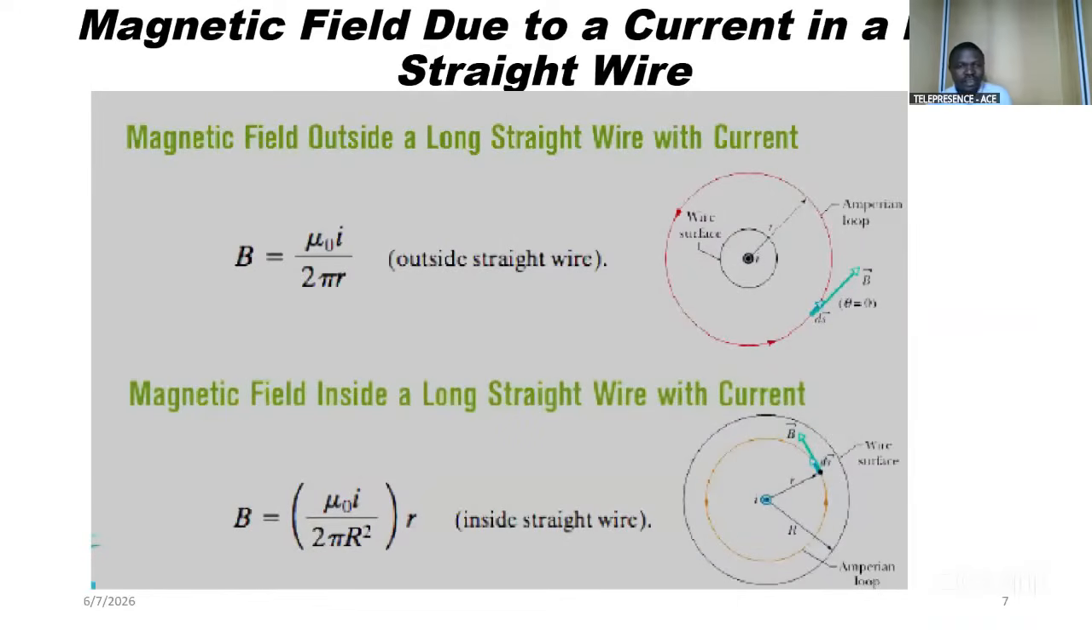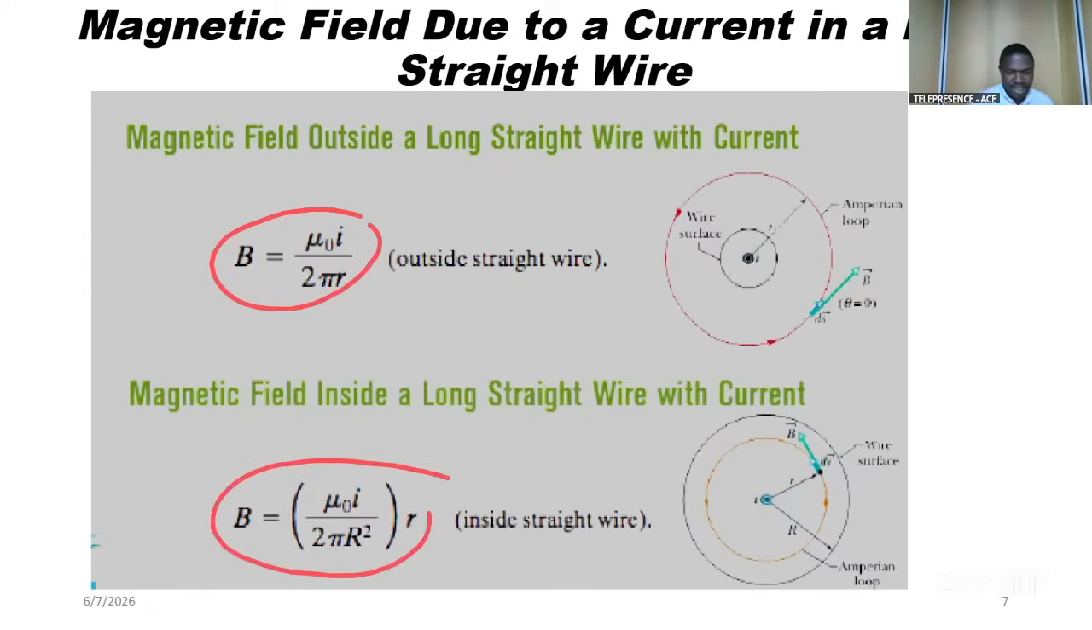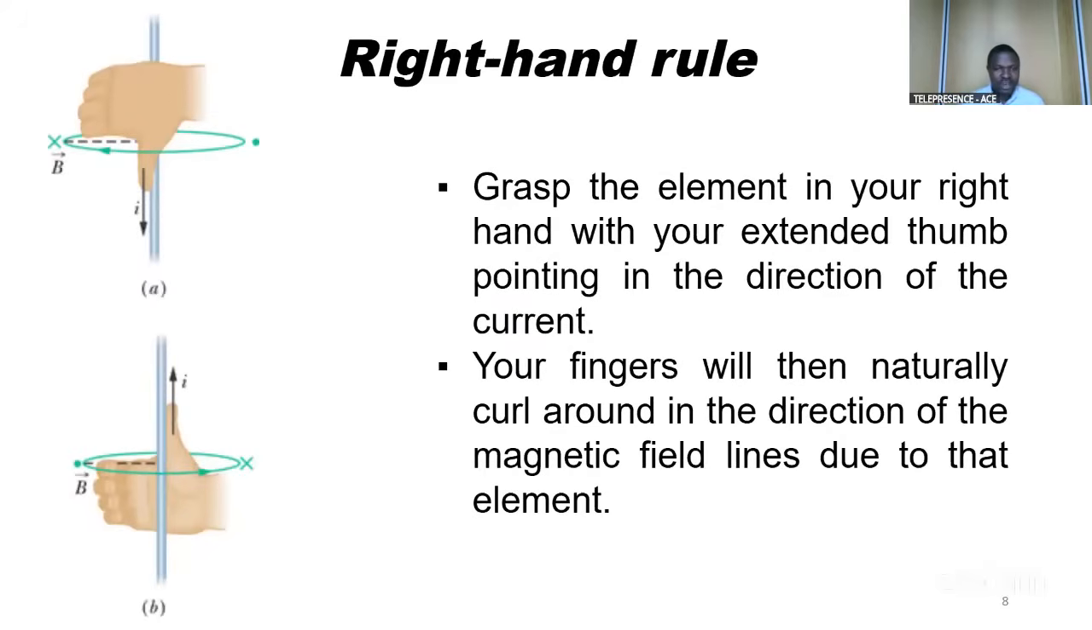Also, I said that if we want to determine the magnetic field due to a current in a long straight wire, we have the diameter of the wire and the radius of the wire. If you want to determine the field outside the wire, we get this one, and if it is inside, we apply this one. If you can still remember vividly, to determine the direction, we use what we know as the right-hand rule.